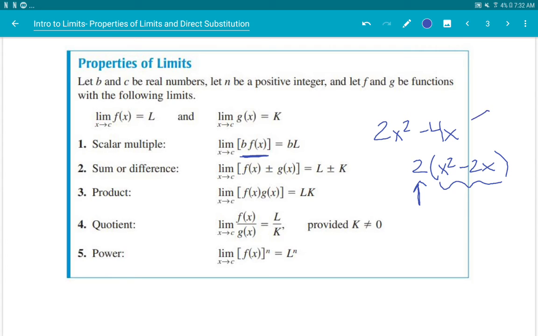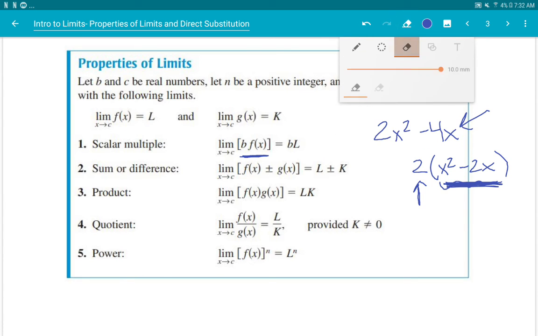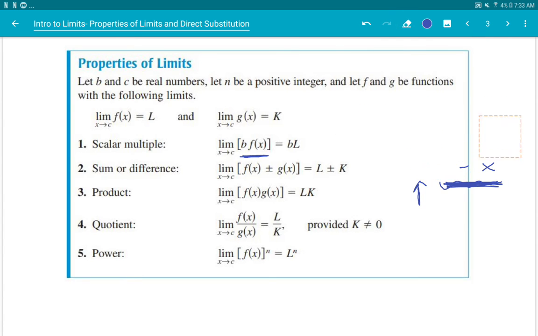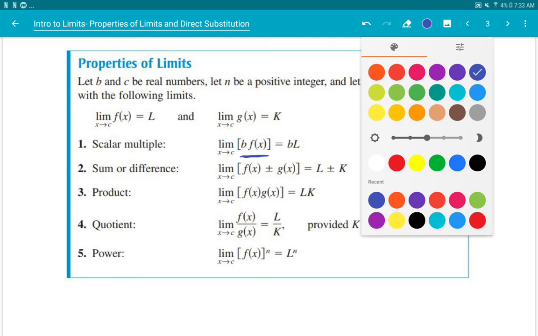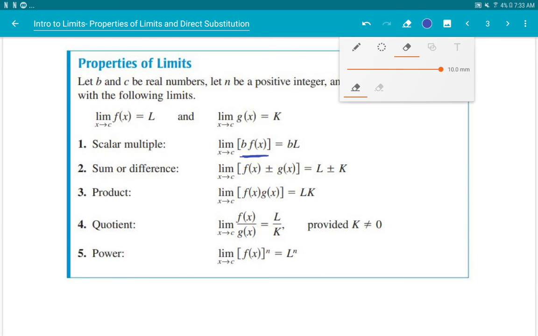You could have just done that easily without having a factor, but there's some cases where they're going to have a number multiplied by a function. So just find the limit of the function in parentheses here, and then multiply by 2, and you'll still get the same answer. That's the beautiful thing about working with the constant, is that you don't really need to factor it out, but if it is there, it just makes your life a little bit easier.